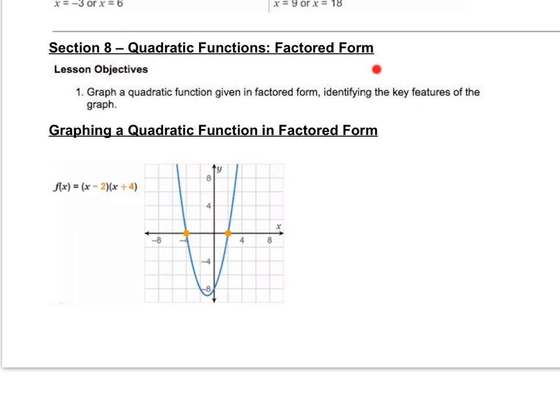This is Section 8, and this is quadratic functions in factored form. What we want to do today is give you some tools on how to graph a quadratic function given in factored form. We identify key features of the graph.